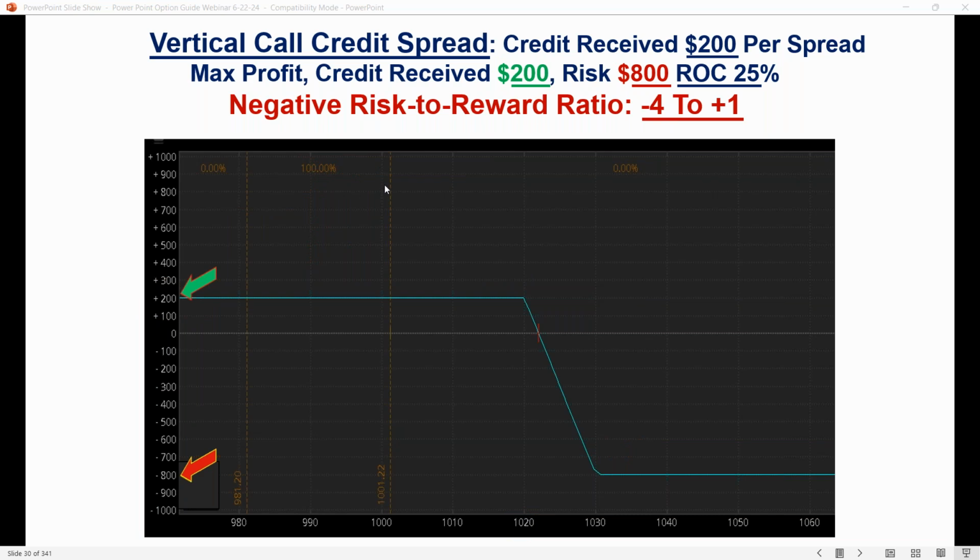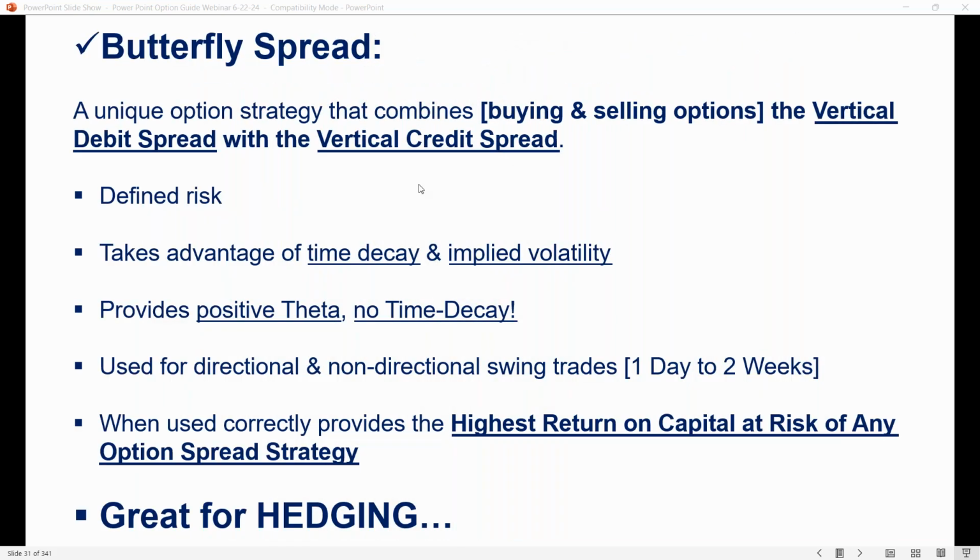Now, when you combine the two together, that's where it really gets interesting. We can mix and match and create all these different cool spreads. One that we can create is what we call the butterfly spread. This is a really unique option strategy that combines both buying and selling options, combining the vertical debit spread with the vertical credit spread. The debit spread reduces our risk but has a negative theta, so we offset that negative theta and reduce our risk even more by adding a vertical credit spread. That gives us a very defined risk trade.